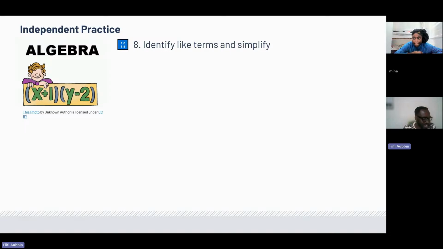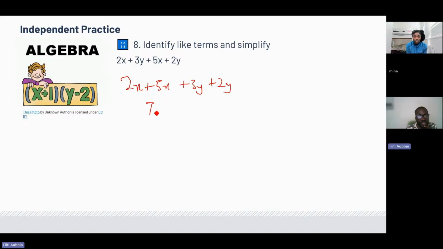Identify like terms and simplify, which is your 8th question. Hello. Hi. How are you? Good. So 2x plus 3y plus 5x plus 2y. Always remember to group them first before writing down the final answer. 7x plus 5y. That is it. So we've got 2x plus 5x grouped, plus 3y plus 2y. So 2 plus 5, 7x. 3 plus 2, 5y. That's it. Okay?